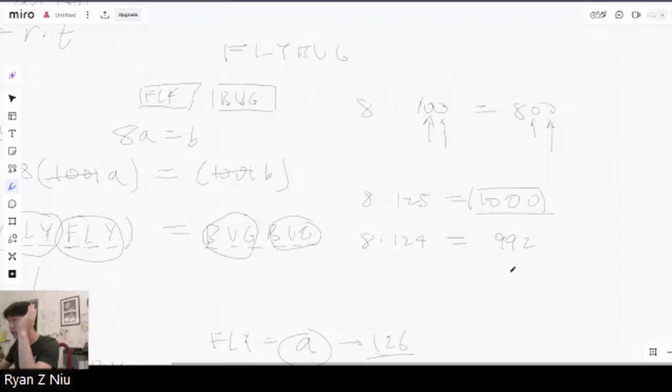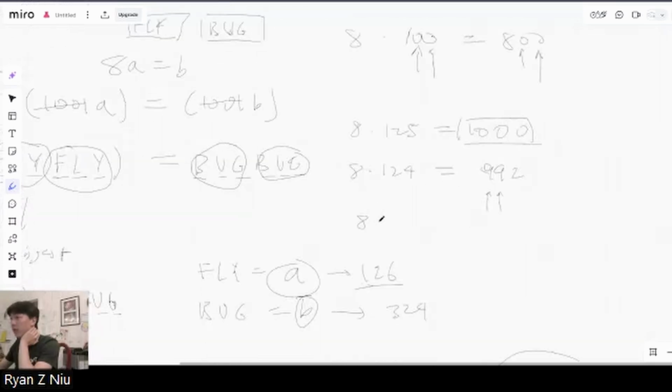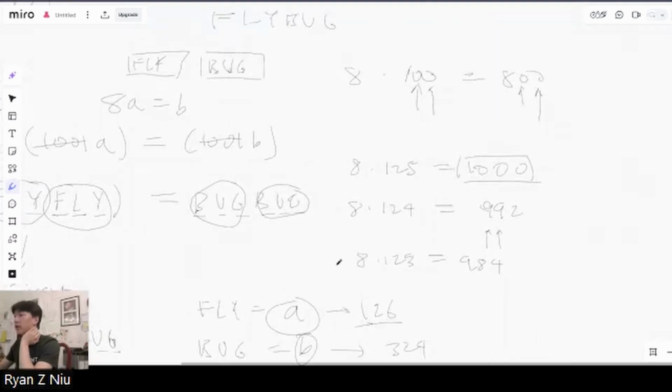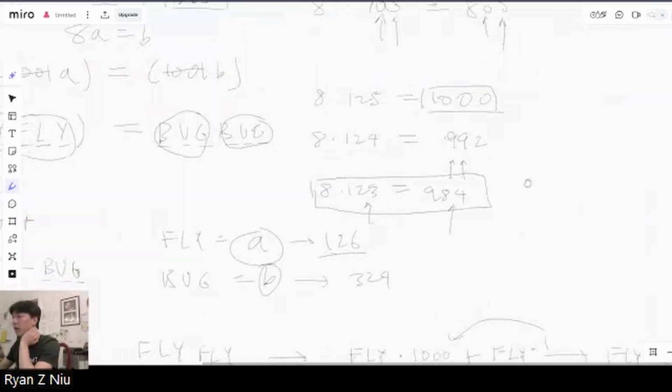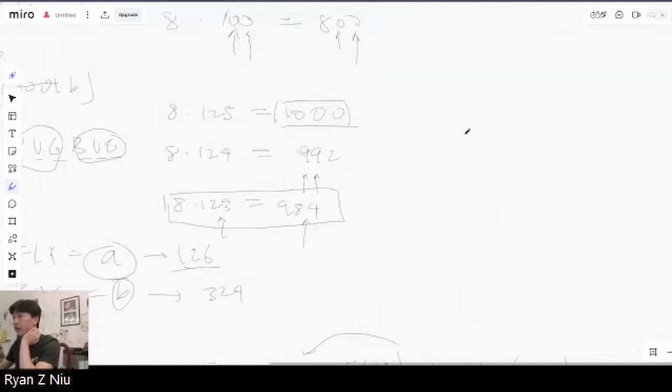But this isn't our answer either because we repeat digits again, right? We have 9 and 9, and B and U have to be different numbers. So if we go down one more time, 8 times 123, now everything works out. Now this is our largest possible values for fly and bug. 123 and 984. So our final answer is just going to be 123 plus 984, which should get you 1,107.